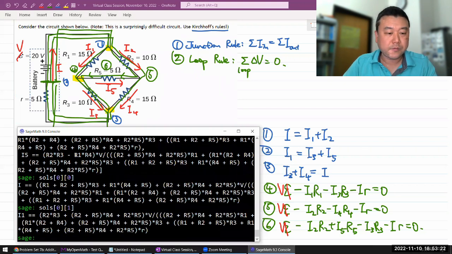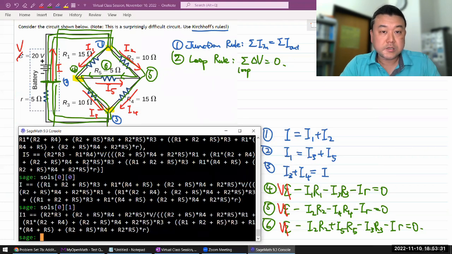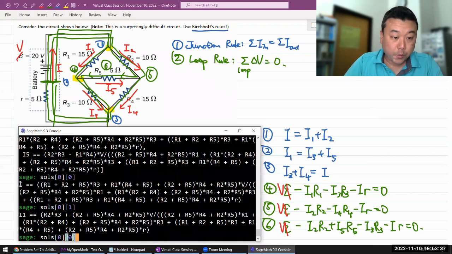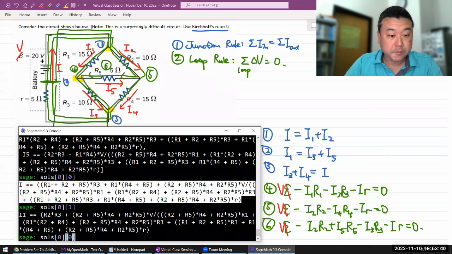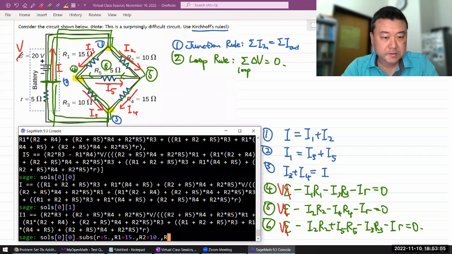So once you get the hang of what solutions are given, then the rest of the things to do is to just plug in the numbers. So I'm going to use the substitution sequence, the syntax that I was using before. So this gives me this expression to which I can plug in numbers for all these. So I'm going to substitute in the internal resistance of 5 ohm, resistance R1 of 15 ohm, resistance R2 of 10 ohm, resistance R3 of 10 ohm, resistance R4 of 15 ohm, resistance R5 of 5 ohm.